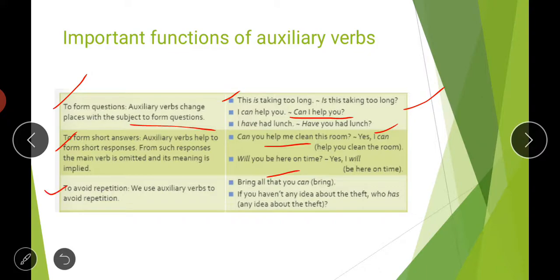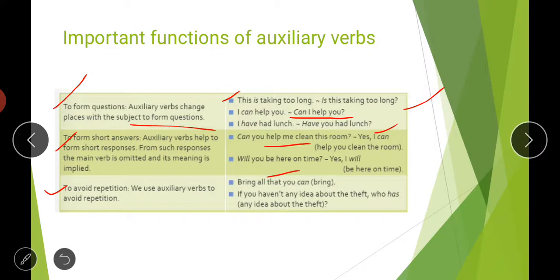Then, to avoid repetition, we use auxiliary verbs to avoid repetition. How? "Bring all that you can." Here the word "bring" is not repeated. Then, "If you have any idea about the theft, who has?" means we are not saying "who has any idea about the theft." Even if we write only "who has," it's clear that we are asking whether any person has an idea about the theft. Like this, auxiliary verbs are used to avoid repetition in sentences.